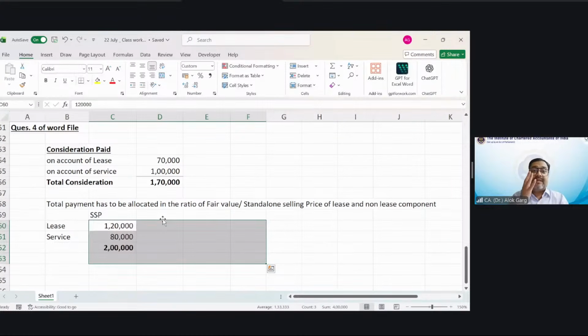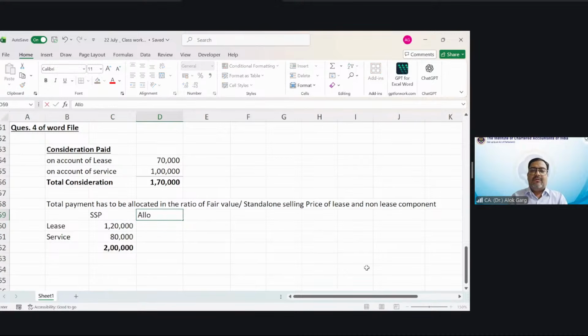So friends, now the allocation of lease and non-lease component. What is the amount which I'm paying? 1,70,000 multiplied by 120 divided by 2 lakh. And 1,70,000 multiplied by 80,000 divided by 2 lakh. Right.